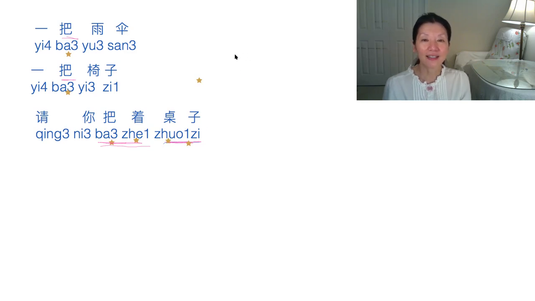Or you can say, 把着桌子, right here. Or you can say, 把着椅子, hold the chair. The chair is not good quality, right? They move, okay? I don't want them to move. Maybe some chairs, they are loose, but right now I don't want to hold the chair, 把着椅子. Or I can say 请你, okay? Just say 把着椅子, okay?